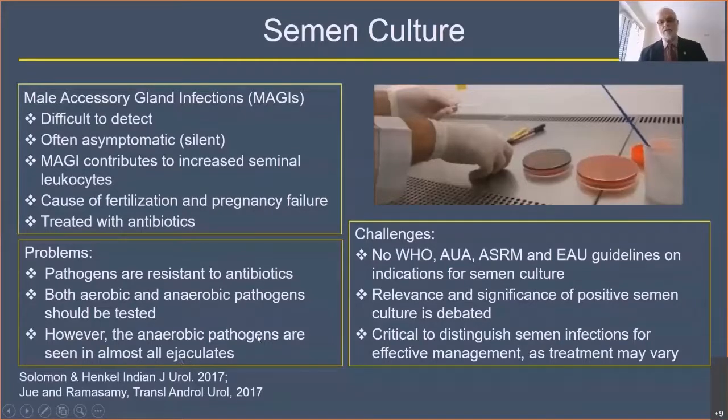In addition, there are other challenges that need to be observed. There is no agreement and no guidelines from the WHO, from the AUA, ASRM, or from the European Association of Urology to give guidance when a semen culture should be done. In addition, the relevance and significance of the positive semen culture is debated, but on the other hand, it's critical to distinguish between semen infections and to know what is going on there for an effective management and the way to treat these patients so that we know what can be done.